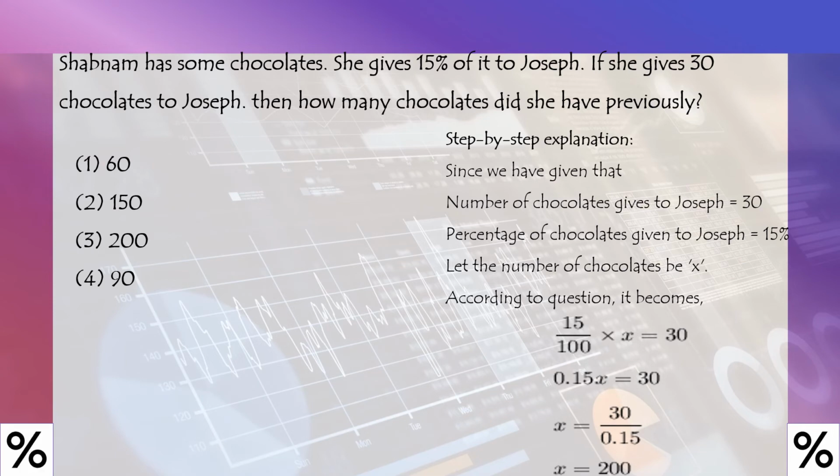Now x remains here. The 0.15 goes to the other side. If it goes to the other side, after the decimal point there are two decimal places. If you want to remove them, you put two zeros in the numerator. Okay, so when you cancel it out, you will get 200 as the answer. So alternative number 3 is the correct alternative, that is 200.